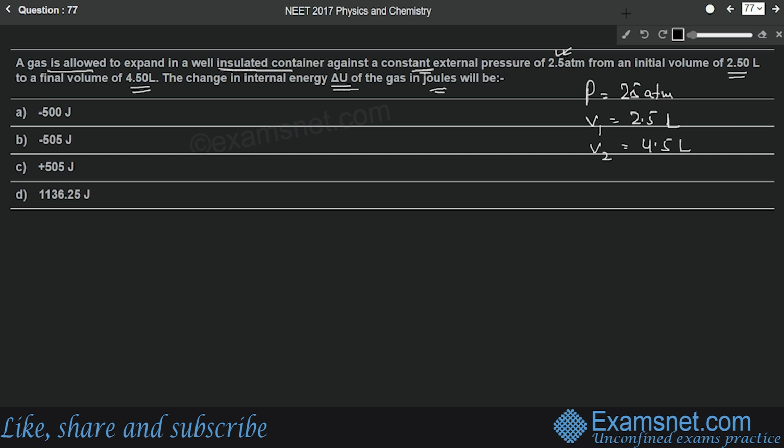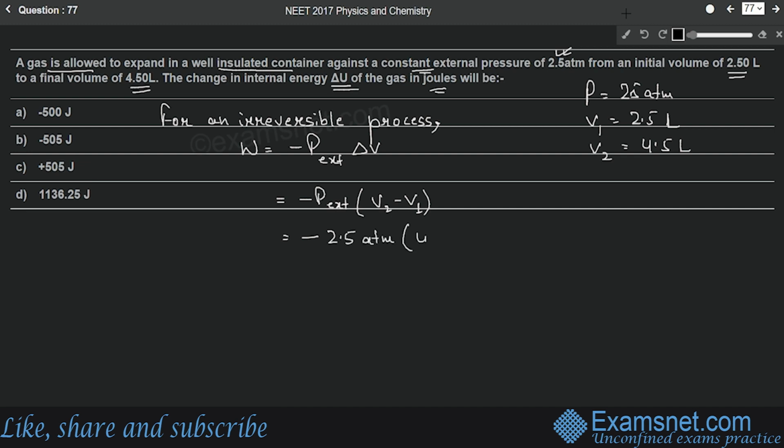Now we have to find the change in internal energy, but first we need to find the work done. Okay, and we know that for an irreversible process, work done will be equal to minus P external, that is external pressure applied, into change in volume, that is delta V. Okay, that is minus P external (V2 minus V1). Right, now let's put the values. P external is 2.5 atmosphere, so minus 2.5 atmosphere.